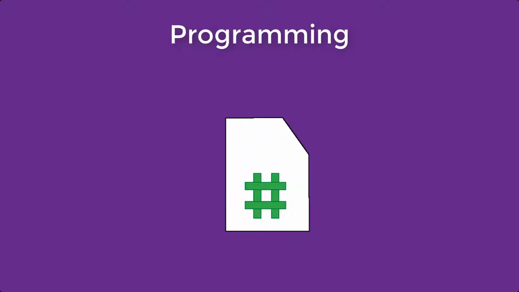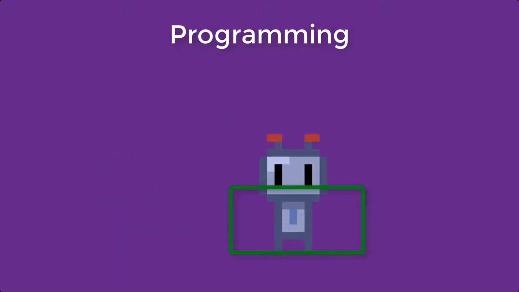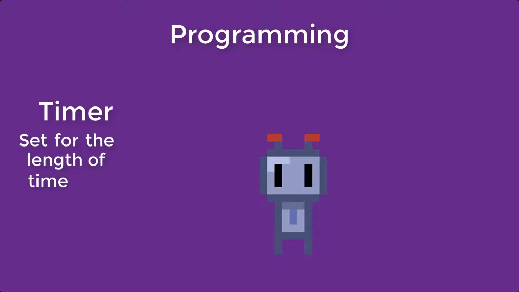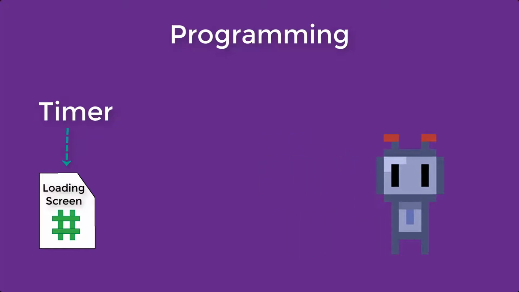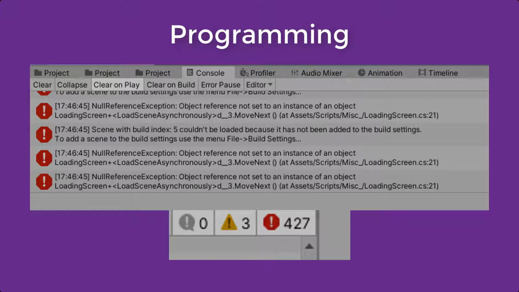So instead, I made a new script, creatively called Level End. The script is pretty simple. It waits until the player enters a trigger zone, which starts a timer set for the length of time the animation takes to complete, which runs a function in my loading screen script to activate the loading screen. After getting a ton of errors, it worked.